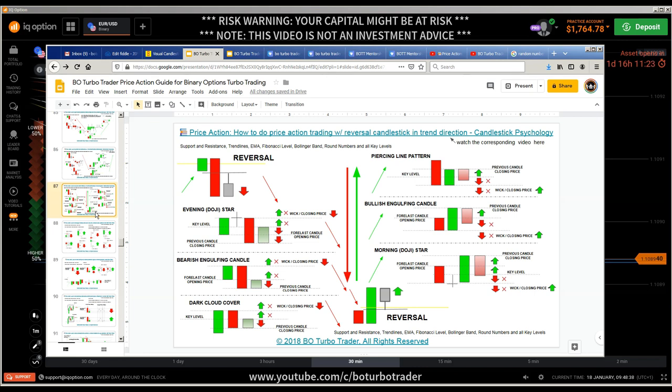If you don't know what a key level is, it is this one here above: support and resistance, trend line, EMA, Fibonacci level, Bollinger Band, round numbers, and all kinds of key levels. Then you don't need to watch this video because you will not understand what I'm talking about. When you don't know what an evening doji star is, what a bearish engulfing candle is, or what a dark cloud cover is, then you don't need to watch it because you will not understand this. That is what I'm talking about, the basic knowledge.